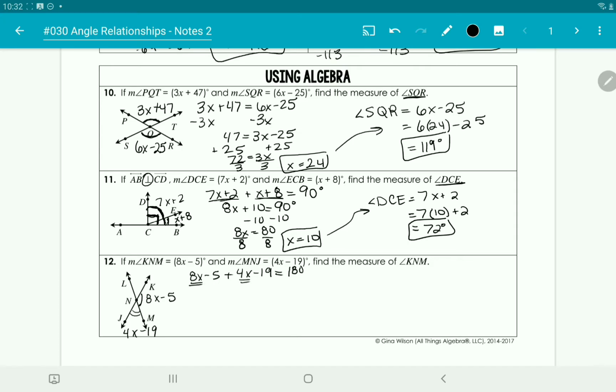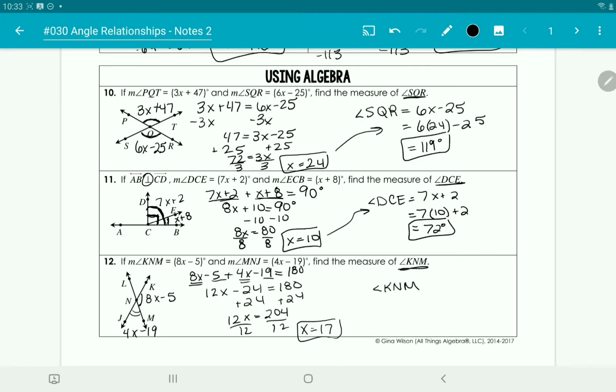So 8x plus 4x gives us 12x. Negative 5 minus 19 gives us minus 24. Equals this 180. We'll add 24 to the other side because it's being subtracted. Gives us 12x equals 204. And if we divide by 12, that's going to give us that x is 17. But it's not asking for what x is. It's asking for angle KNM.